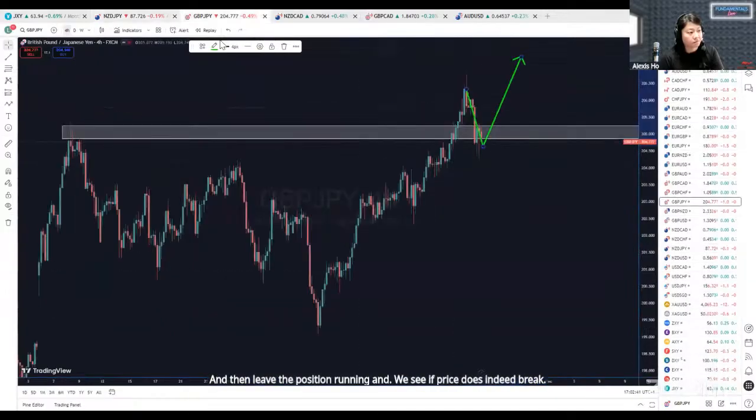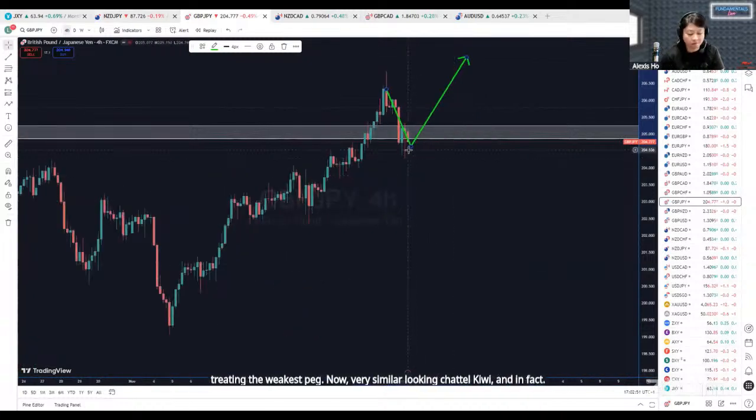Next on my list is actually pound yen. So again, second top, trading the weakest pair. Now, very similar looking chart to Kiwi yen. In fact, you will see that price has made some rejection at this level. So again, I'm waiting for a bullish candle to appear. If it does, then I'll get in happily.